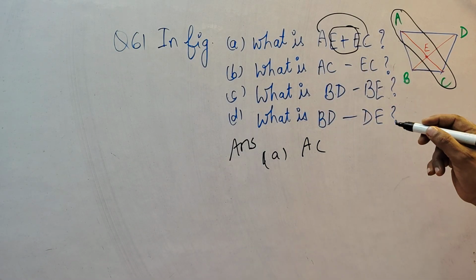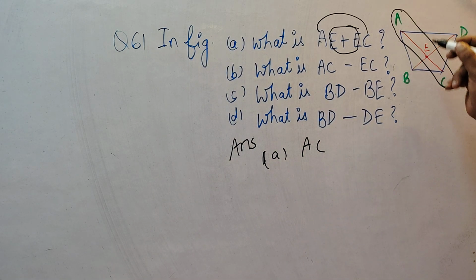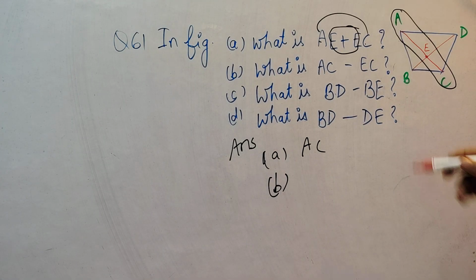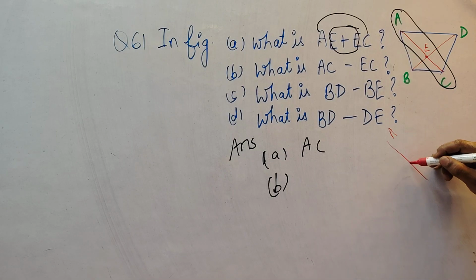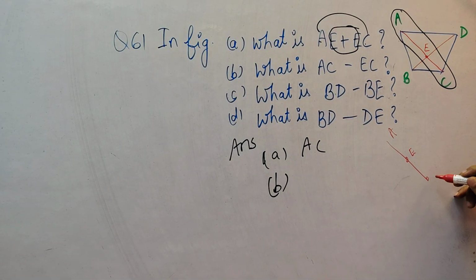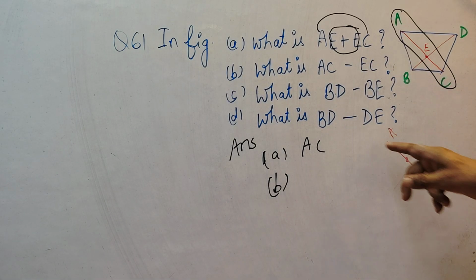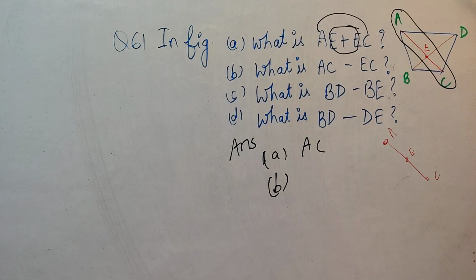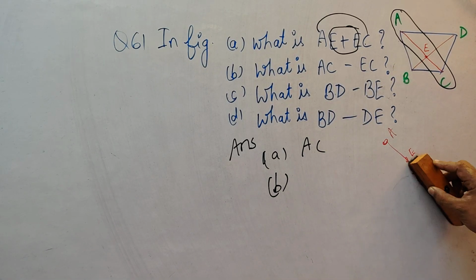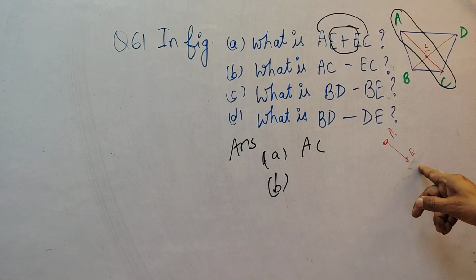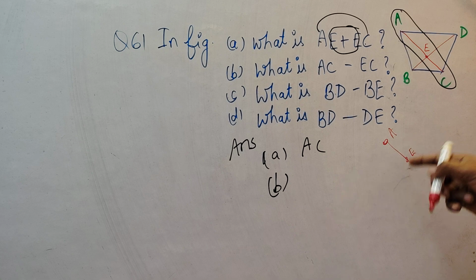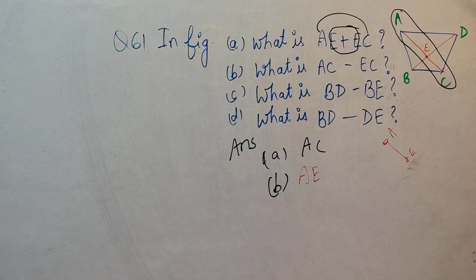Now what is AC minus EC? In the second part, there is diagonal A, in the middle there is E, on the other side there is C. So AC is the total, and from this we subtract EC. So EC can be removed, and it is equal to AE. Is it clear? Yes, this one is right, write it in your homework.